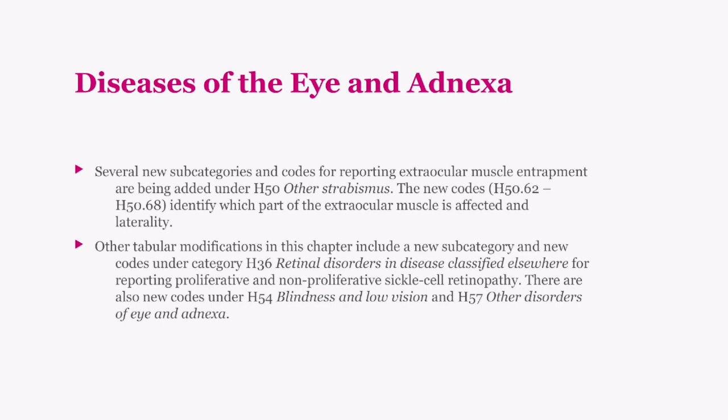Several new subcategories and codes for reporting extraocular muscle entrapment are being added under H50 other strabismus. The new codes, H50.62, H50.68, identify which part of the extraocular muscle is affected and laterality. Other tabular modifications in this chapter include a new subcategory and new codes under category H36 retinal disorders in disease classified elsewhere for reporting proliferative and non-proliferative sickle cell retinopathy. There are also new codes under H54 blindness and low vision and H57 other disorders of eye and adnexa.